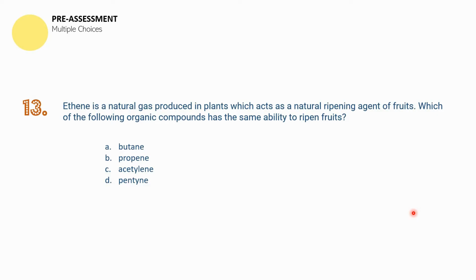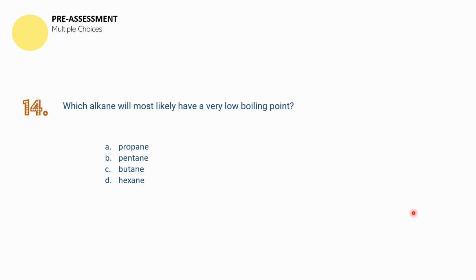Pause this video if you need more time. If you have decided to continue, we can move to question number 14. Which alkane will most likely have a very low boiling point? A. Propane. B. Pentane. C. Butane. D. Hexane.